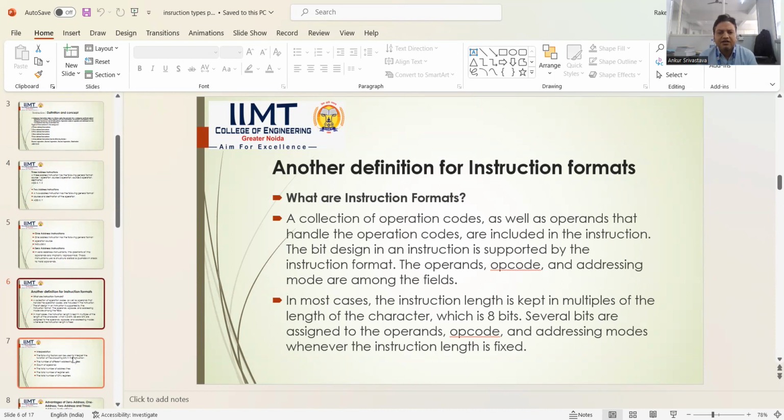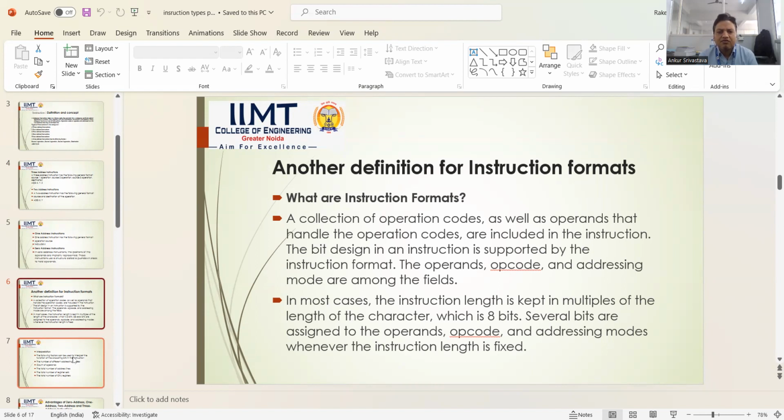As we have already seen, we have four types of instruction format. Number one is zero address, next is one address, third is two address, and the last is three address. Another definition given for instruction formats: a collection of operation codes as well as operands that handle the operation codes are included in the instruction. The bit design in an instruction is supported by the instruction format. The operands, opcode, and addressing mode are among the fields.